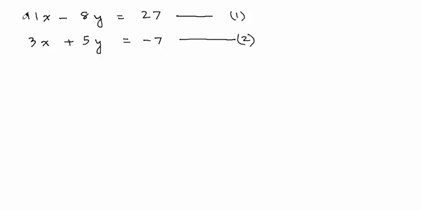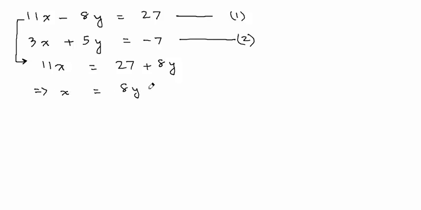I'm going to use equation number 1 and let's say I'm going to solve for x in terms of y. So we have this equation number 1 and I'm going to keep the 11x on one side. Take the 8y on the other side, which means it's going to be a plus 8y on the other side. 11x is equal to 27 plus 8y. And then remember we need to solve for x, not 11x. Divide both sides by 11. We have x is equal to (27 plus 8y) over 11.